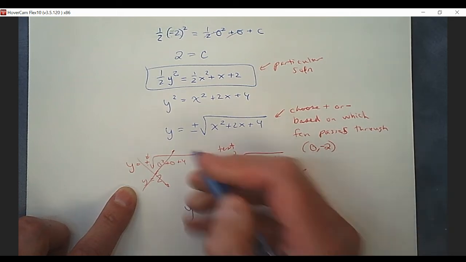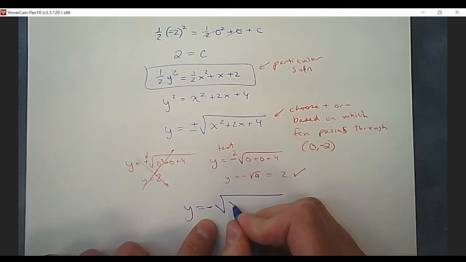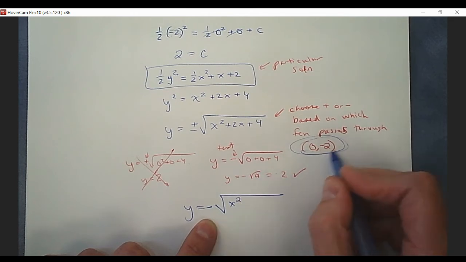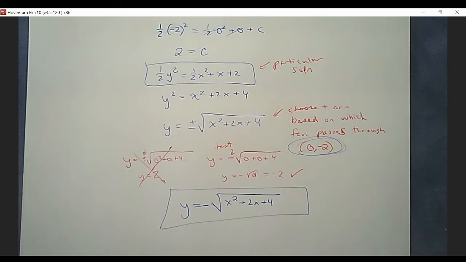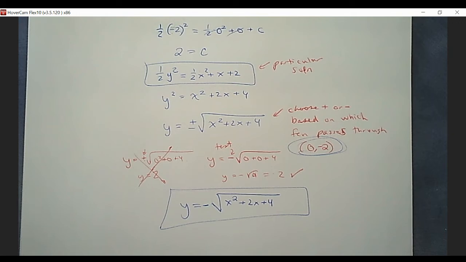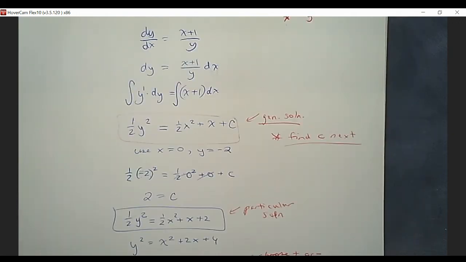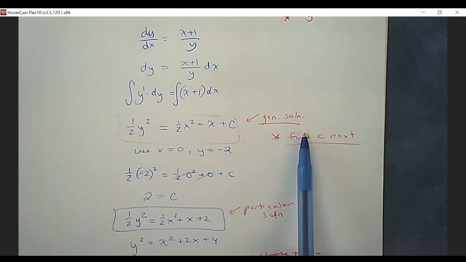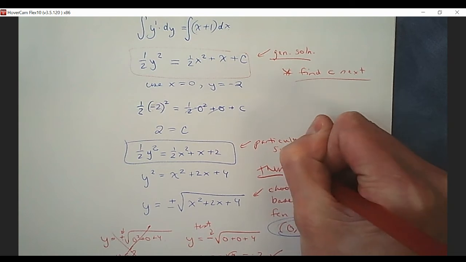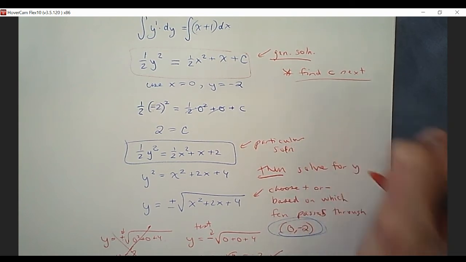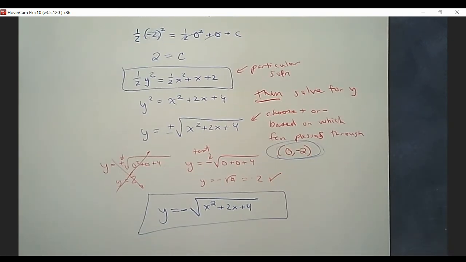So the final grand finale answer is you want to choose the negative. So you don't keep plus or minus. You don't just pick the one you like more. You have to make sure you actually pick the one that goes through this point. So the final answer for this problem is y equals the opposite of the square root of x squared plus 2x plus 4. And again, I do recommend when you're finding the particular solution, find C and then solve for y. Find C, then solve for y is my best advice. You technically can do it in the other order, and once in a while it's easier, but in most cases it makes your life harder.